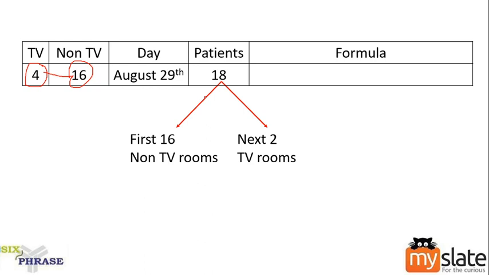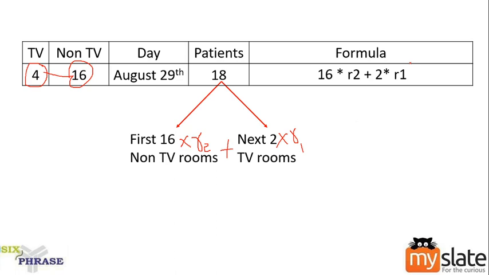Okay. So how can I calculate the income? 16 into R2. 16 patients are going to non-TV rooms. So 16 into R2. What is R2? Cost of non-TV rooms. And 2 into R1 will give you the final answer. Add the two values, you will get the overall income. Yes, so your formula will be 16 into R2 plus 2 into R1. Clear? This is one scenario.